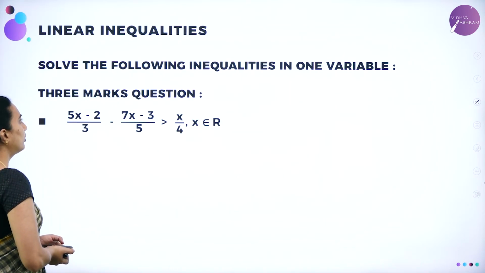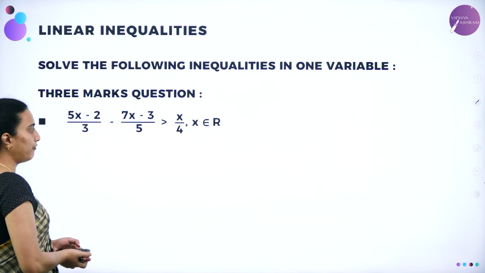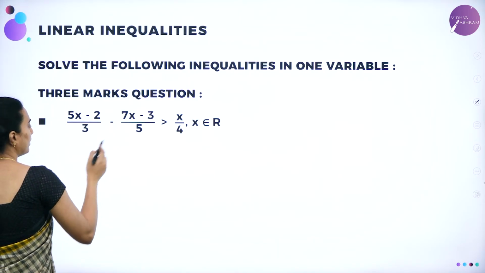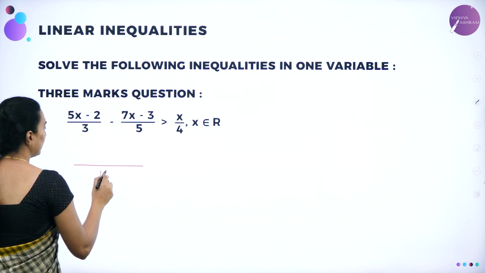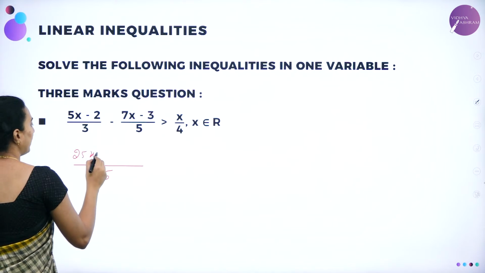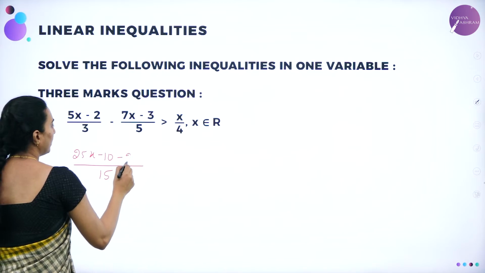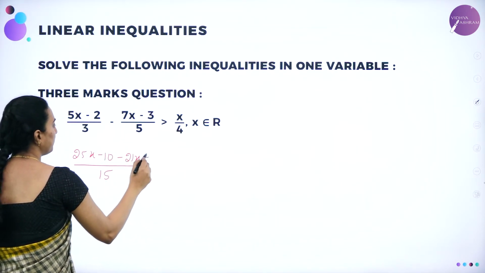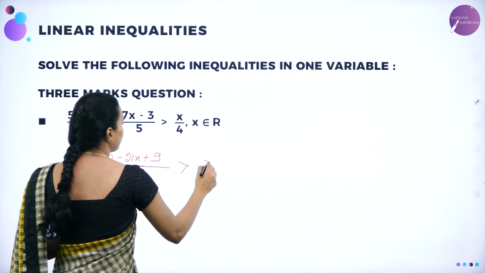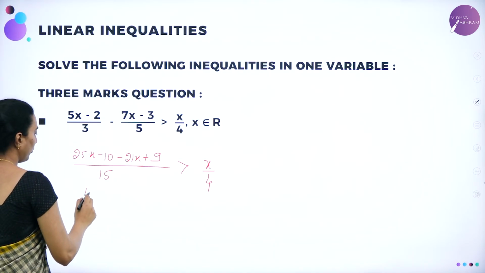Next problem, dears, what they've asked: (5x minus 2) by 3 minus (7x minus 3) by 5 is greater than x by 4, where x belongs to real numbers. Now let me take the LCM first. LCM will be 15. Now you can multiply here by 5: 5 5s are 25x, minus 5 2s are 10. Multiply by 3 here with the minus sign: 7 3s are 21x. Again minus into minus is plus, so 3 3s are 9, is greater than x by 4. Now let me solve this. 25x minus 21x is nothing but 4x.